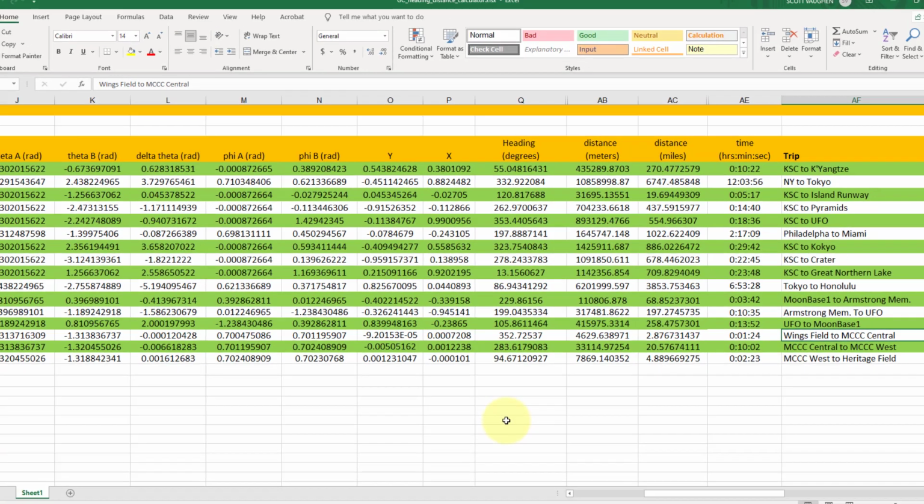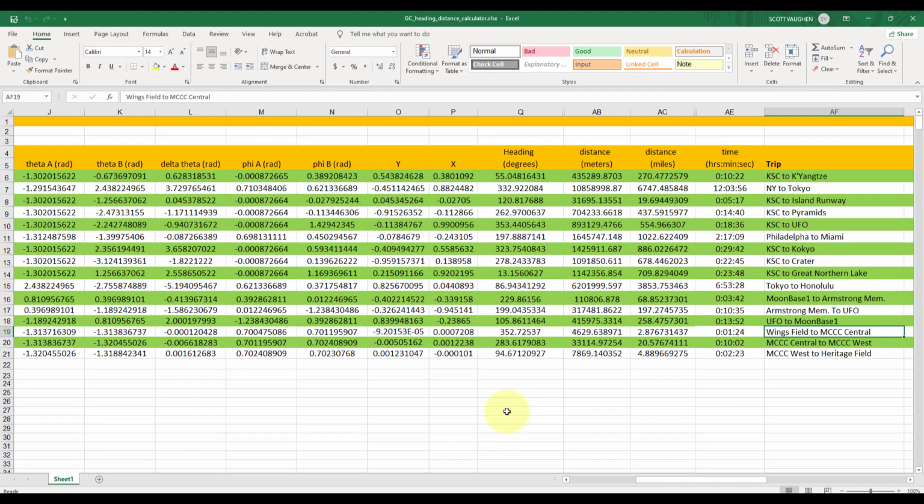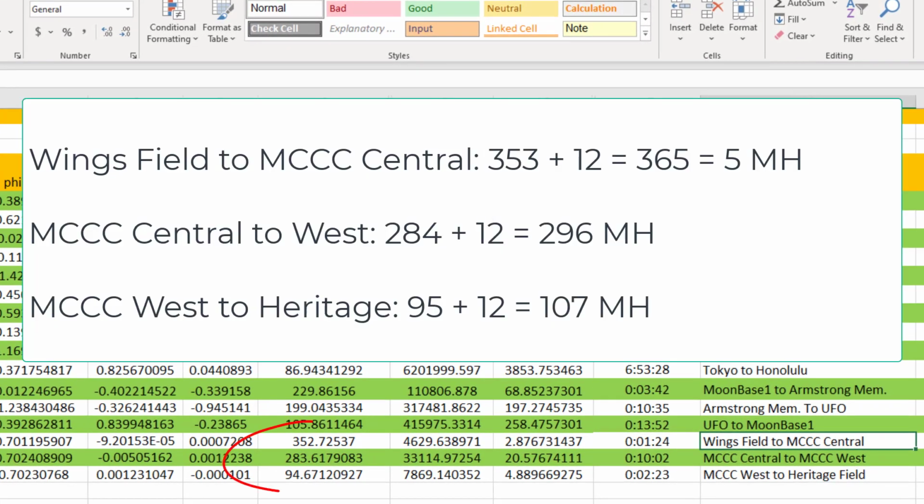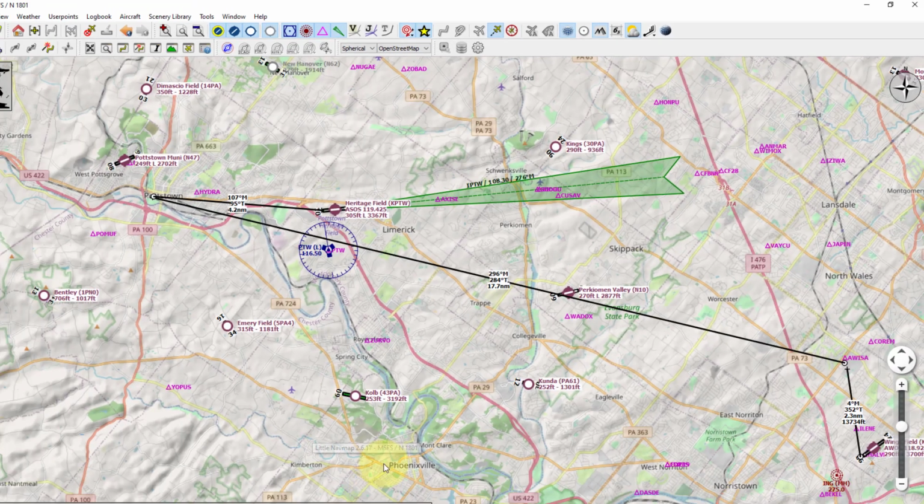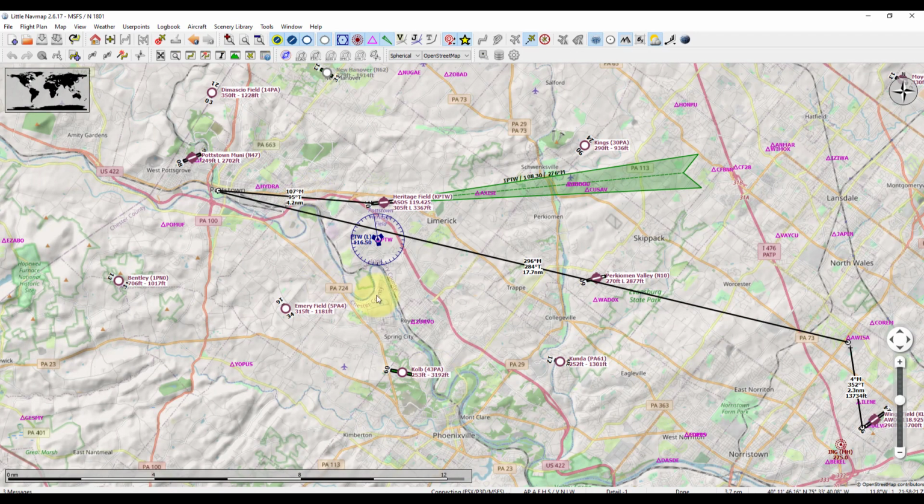And so I'm making these adjustments here where I'll say from Wingsfield to Montco, I had a true heading of 353 degrees, add 12 and you get about 365 degrees, or about 5 degrees or 4 degrees as it showed there in the Little Nav Map for the magnetic heading. To go from Central to West, we calculated a true heading of about 284. We add that 12 for the magnetic variation and we get 296 degrees for the magnetic heading. And from West to Heritage Field, it was 95 degrees true heading, but add 12 and you get 107 degrees for the magnetic heading, which is what I'm seeing there.